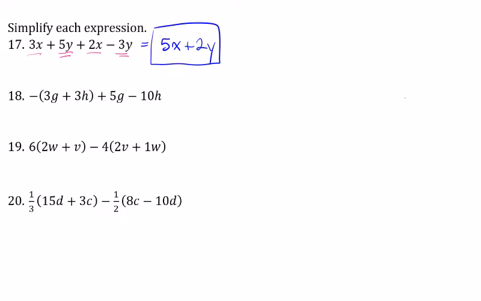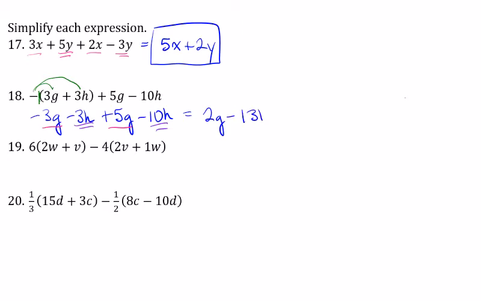What I have to remember, first of all, is there's an invisible 1 here, right? So when I have a negative, I want to think about, okay, I'm multiplying by negative 1 times everything inside. So that'll be negative 3g minus 3h, right? And then I'll bring down the 5g and the negative 10h. So now I'm going to do what I did on number 17. I'm going to combine like terms, so using the associative property. So negative 3g plus 5g is 2g positive. And then I'm going to combine negative 3h minus 10h, and that's going to give me negative 13h.